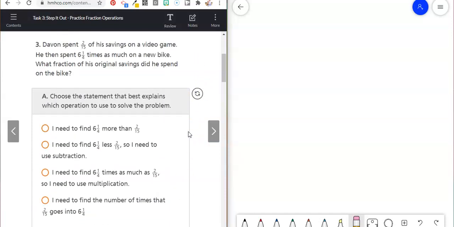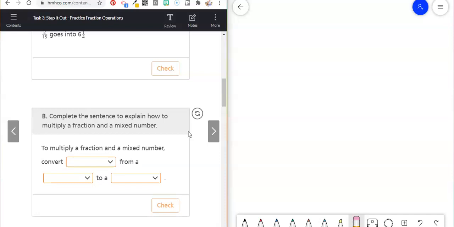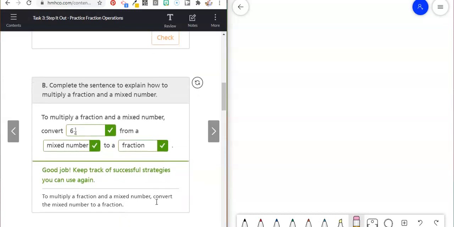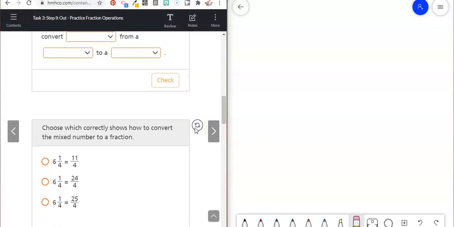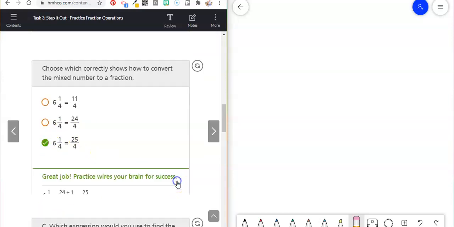When you're reading, you look for keywords in there that help you figure out which sign to use. So complete the sentence to explain how to multiply a fraction and a mixed number. To multiply a fraction and a mixed number, convert 6 1/4 from a mixed number to a fraction. And it's really an improper fraction, but they just wrote fraction there. So choose which correctly shows how to convert the mixed number to a fraction. So remember, I'm going to take the bottom number and multiply the whole number. So 6 times 4 is 24. Then we're going to add the top one, and we're going to get 25. So that is our answer right there.